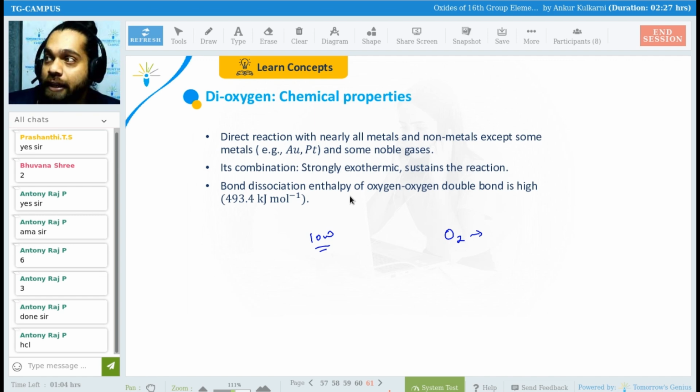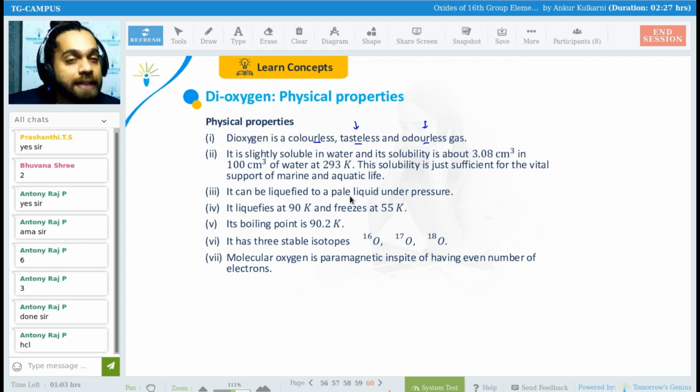The solubility is low, but it is just sufficient so that our aquatic life survives. Imagine, nature is so beautiful, everything is crafted to perfection. Our human body is so complex, with so many processes happening at the same time, but everything happens on its own. The same is true of nature. Oxygen solubility is not very high, but fish require only a small amount of oxygen to survive, so the dissolved oxygen is sufficient for them. How beautiful our nature is. So it is slightly soluble in water.